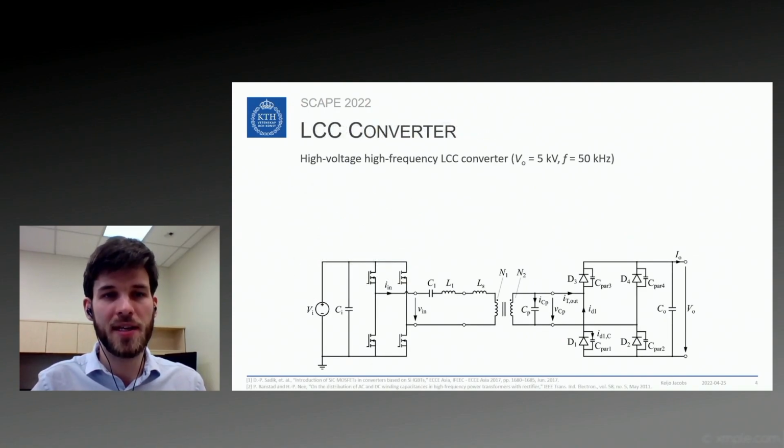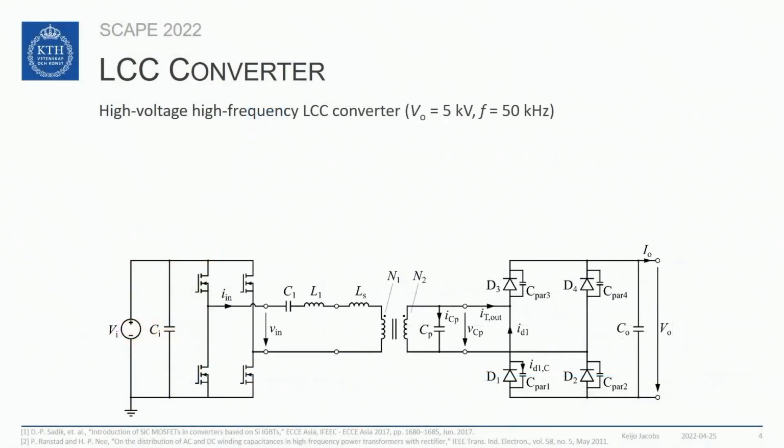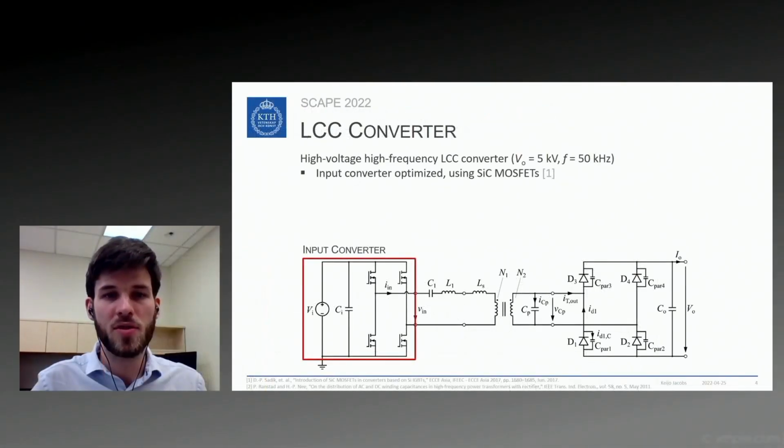You can see here an LCC converter, which is high voltage and high frequency. We operate this converter above the resonance frequency of the resonant tank of the converter. Output voltage is 5 kilovolt and the switching frequency is 50 kilohertz. The input converter was previously optimized using silicon carbide MOSFETs. This work was done by Untitled.